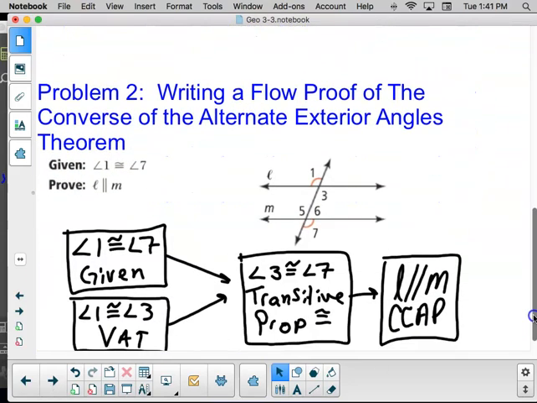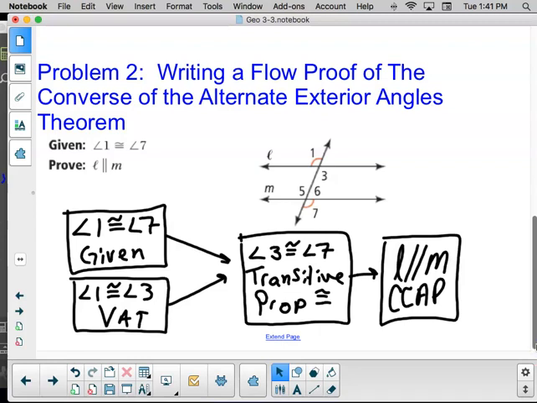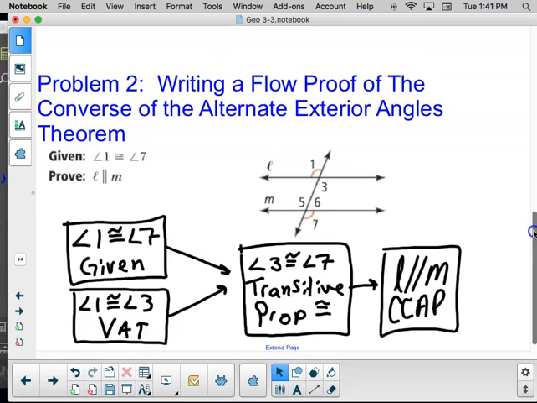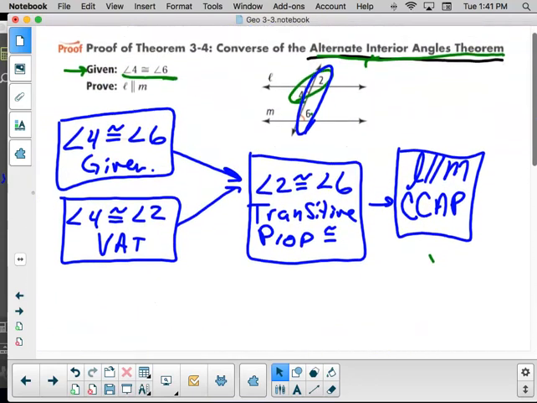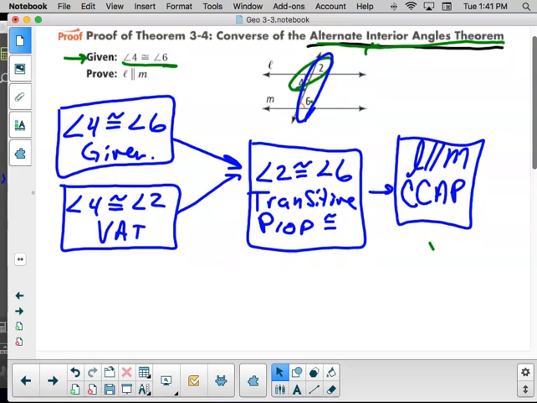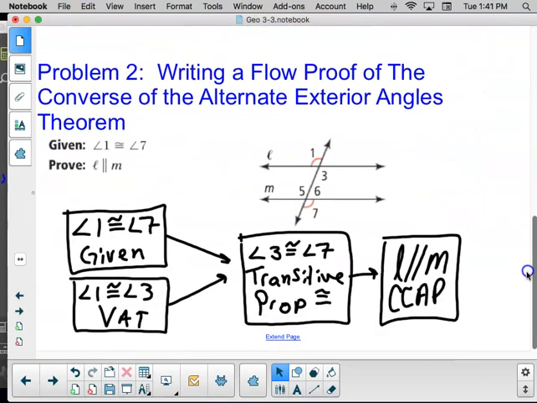Let's look this over. Just like the other one, I went from angle 1 congruent to angle 7 because it's my given. Okay? I did my given. I'm there. And I talked about vertical angle theorem with 1, 3. I did that, and I combined using transitive property. Well, I'm going to do the same thing here. I'm going to talk about 1 and 7 are congruent, 1 and 3 are congruent. Well, that means 3 and 7 are congruent by transitive property of congruence.